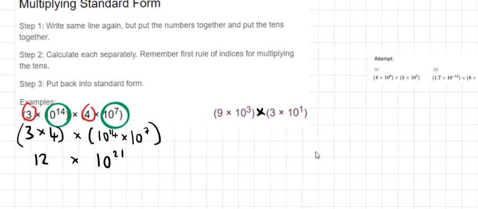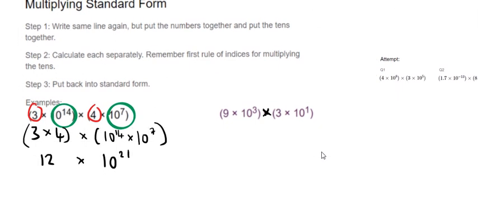So that's basically my answer, but in most cases you might be asked to convert your number back into standard form or scientific notation. Because the 12 isn't between 1 and 10, it's not in standard form at the moment. So I have to make the first number a number between 1 and 10, so it would be 1.2 times 10 to the power.